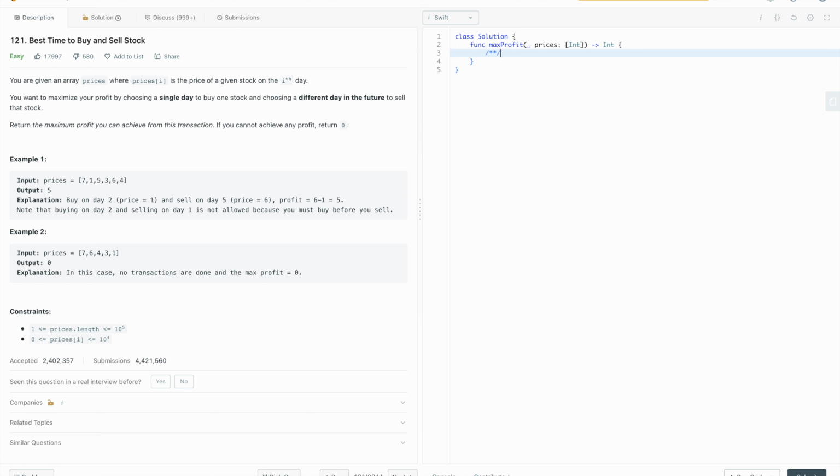Let's see. So we have our input prices given as 7, 1, 5, 3, 6, 4, and we have to find a profit value that's maximum within these days. So on the 0th day it's 7, on the first day it's 1, on the second day it's 5, on the third day it's 3, on the fourth day it's 6, on the fifth day it's 4.